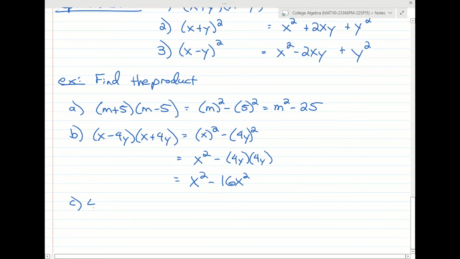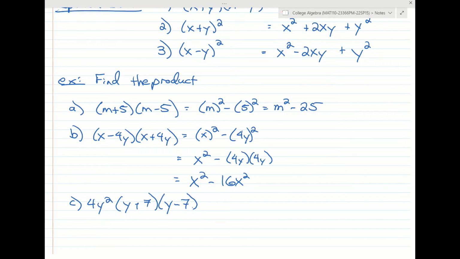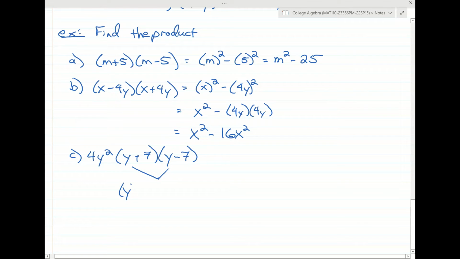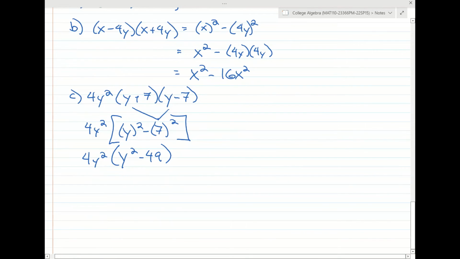All right, next we'll do 4y squared times y plus 7 times y minus 7. So you can see that this is a shortcut right here. This is the same thing as just saying y squared minus 7 squared, or y squared minus 49. But don't forget, you still had the 4y squared in front. So once you do the shortcut, you would have to multiply the 4y squared in that was in front. So this would just be 4y to the fourth minus 49 times 4 is 196, y to the second.